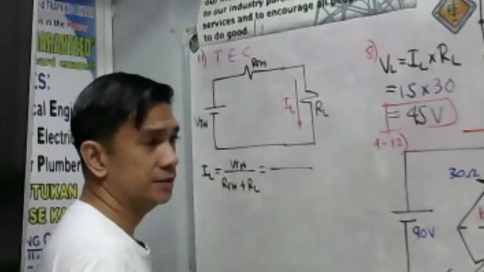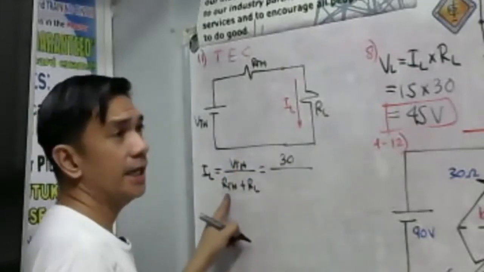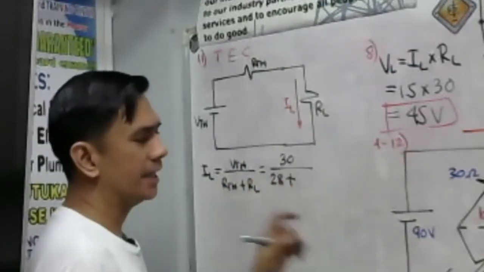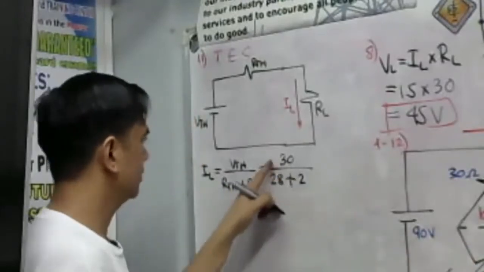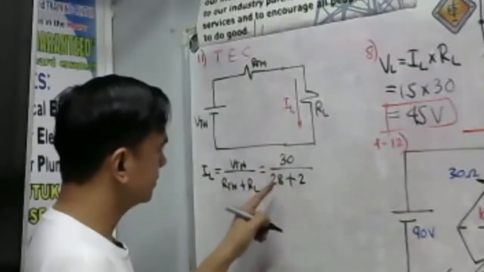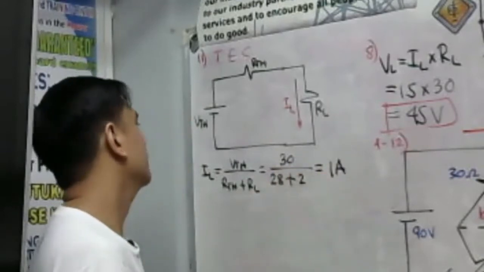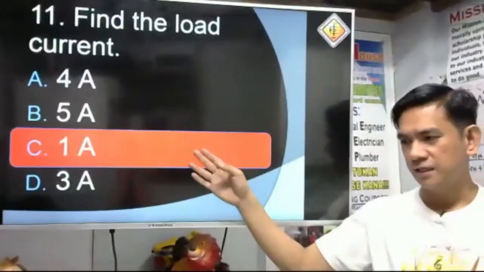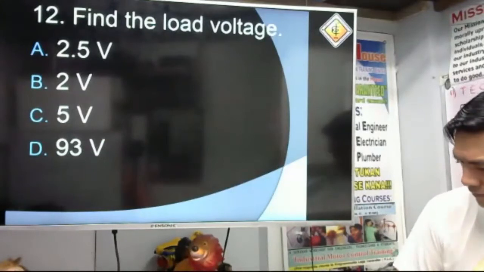So let us just substitute. VTH is 30 volts. RTH is 28 ohms. RL is simply 2 ohms. Oh, this is easy. 28 plus 2 is 30, so 30 over 30 is simply equal to 1 ampere. So, our answer now will be letter C. For the last question, we have to find the load voltage.